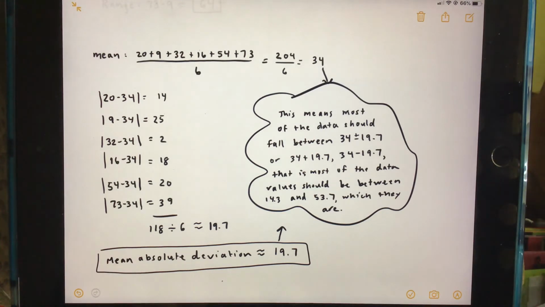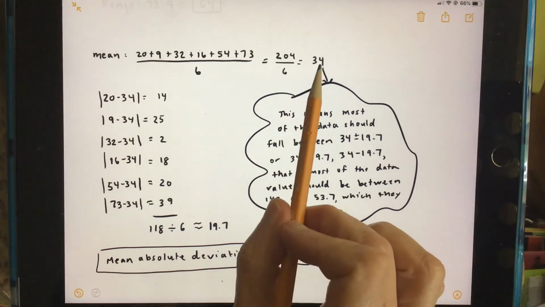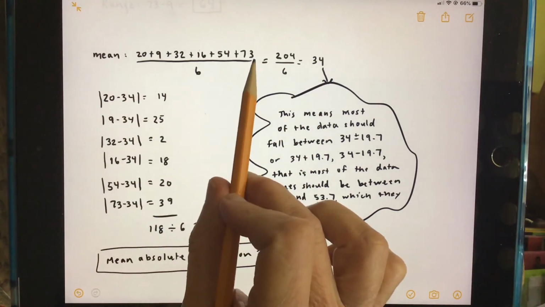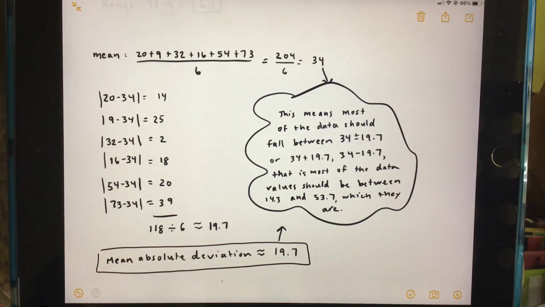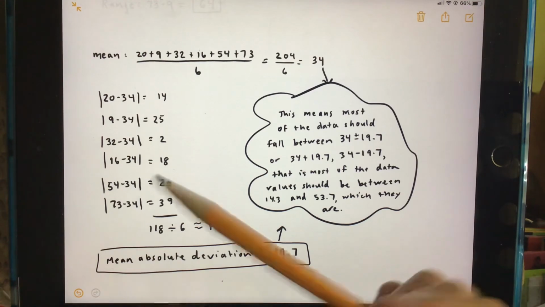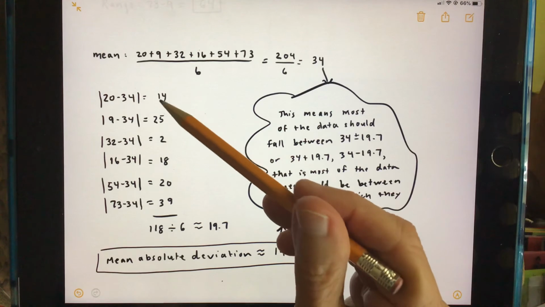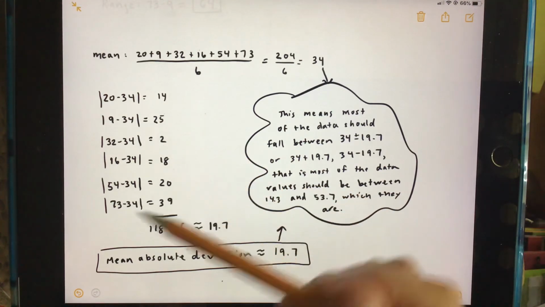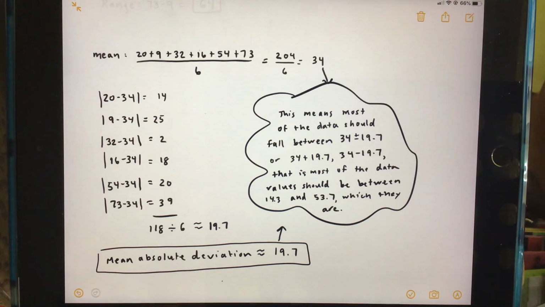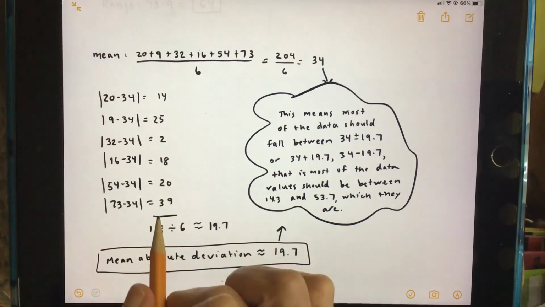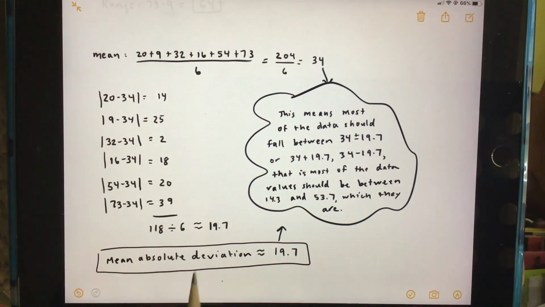Now, to find out the mean absolute deviation, we take that average of 34 and we find the difference of all of the data values in the set and 34. So we're going to subtract all of the data values minus 34 to see how far apart they are and take the absolute value, because we really don't care if the data values fall above or below the mean. That's why we're taking the absolute value. And here are our calculations: 14, 25, 2, 18, 20, and 39. That's how far each of those data values are away from the average or mean of this data set. That totals to 118 when you add up all these 6 numbers, and you're going to divide that by 6 to find out that the mean absolute deviation is 19.7.